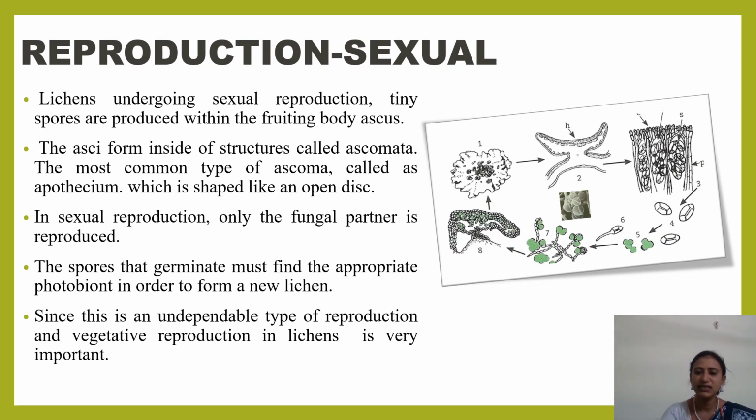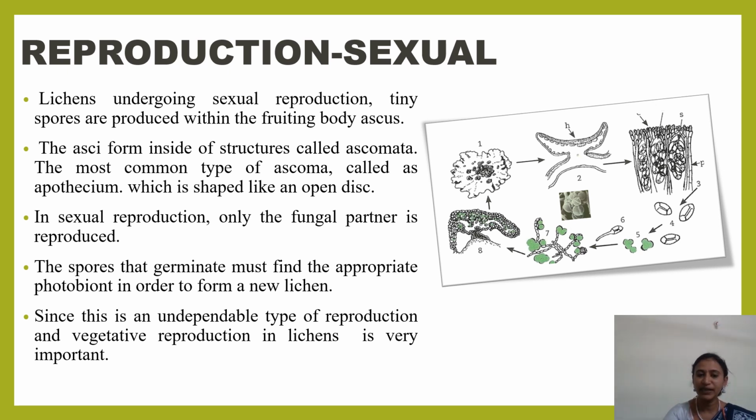So next is sexual reproduction in lichens. Lichens undergo sexual reproduction. Tiny spores are produced within fruiting bodies called asci. The asci form inside a structure called ascomata. The most common type of ascomata is called apothecium. These are small, disc-like structures. In sexual reproduction, only the fungal partner is reproduced. There is no role for the algal partner.